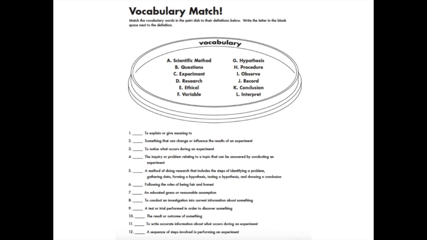Number 9, a test or a trial performed to discover something. This is an experiment. Then number 10, the result or the outcome is referring to the conclusion. When I end something, the outcome is a conclusion. 11, to write accurate information. Okay, when I'm writing things down, I'm recording it. And then 12, a sequence of steps refers to a procedure. So when I plan for my experiment, I'm going to write down all my steps, my procedures.